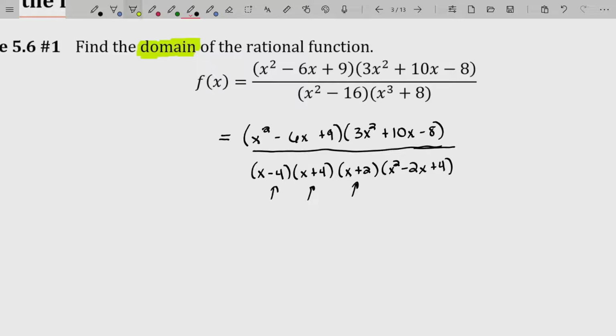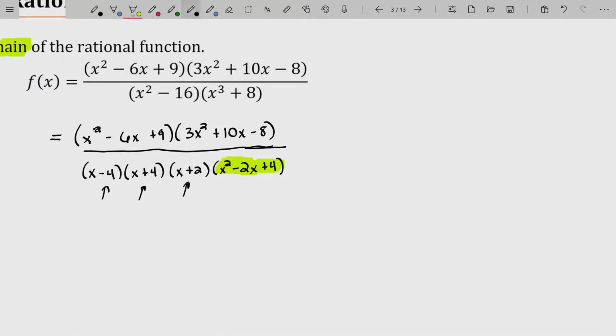This last trinomial right here, by the way, is called a prime trinomial or a prime polynomial. And prime polynomials, generally speaking, are not factorable. Well, okay, they're just not factorable. But if you really want to know, could that ever become 0, just set it equal to 0 and find out. If you set x squared minus 2x plus 4 equal to 0, well, it's not going to factor easily, at least.